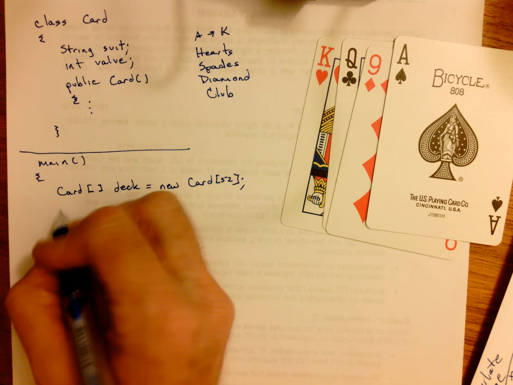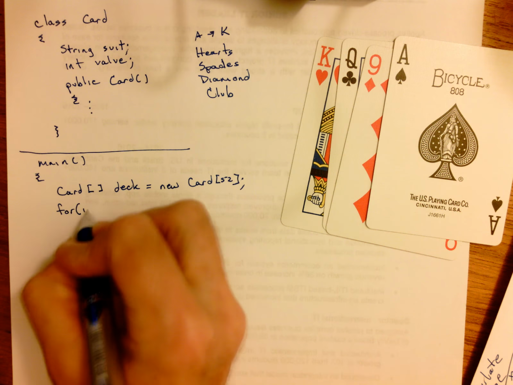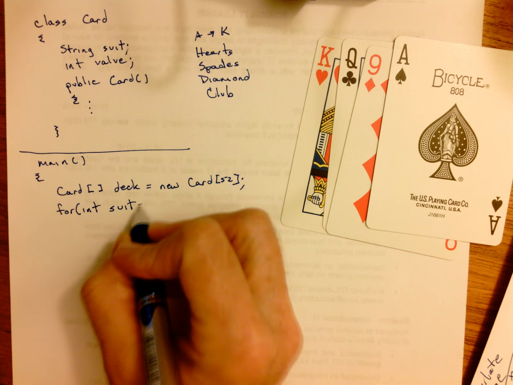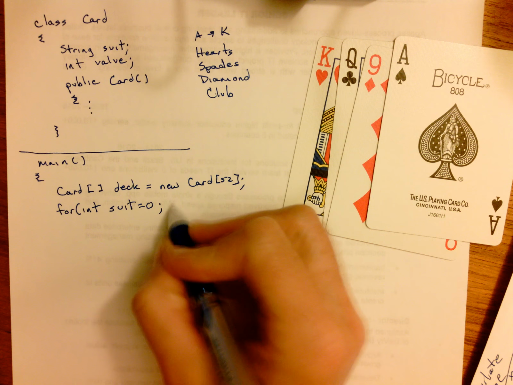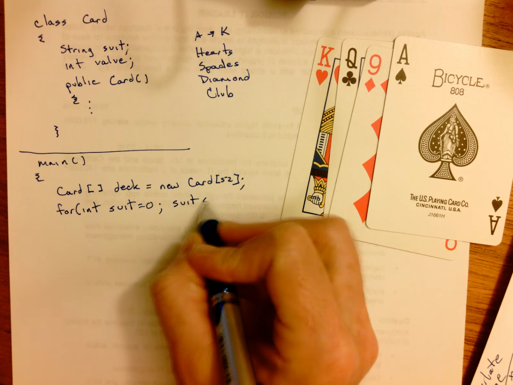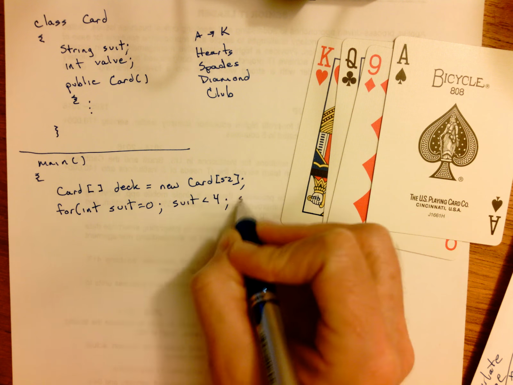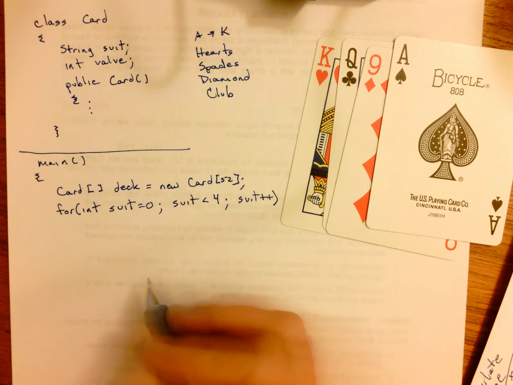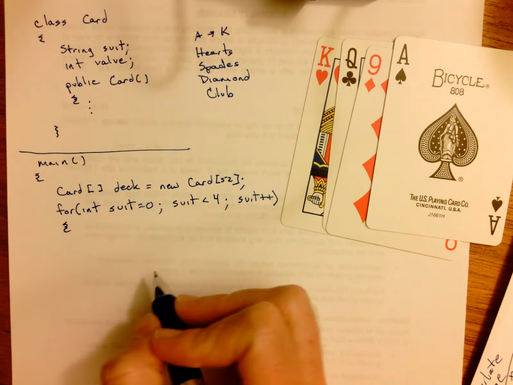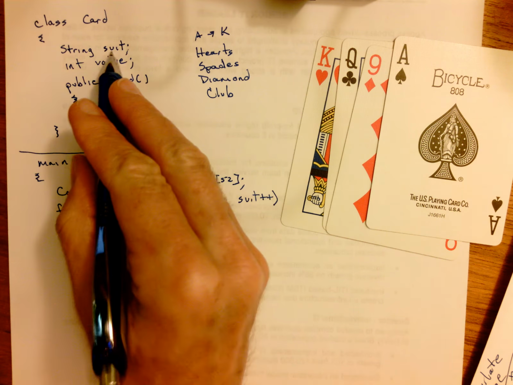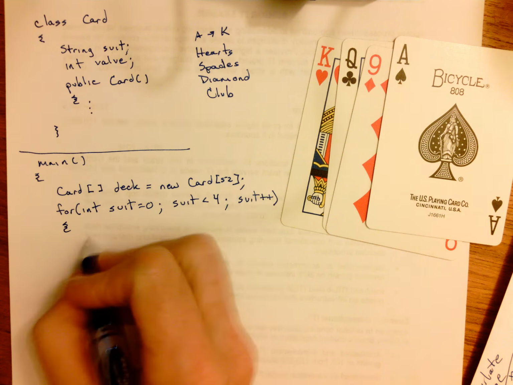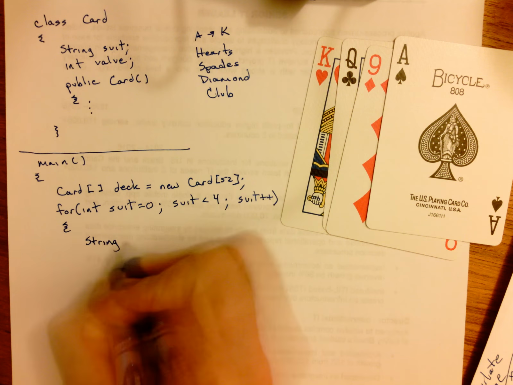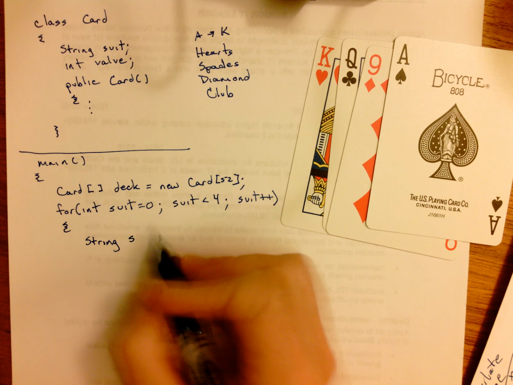So I'm going to create an outer loop that's going to represent my suit: for int suit equals 0; suit less than 4, because there are 4 of them; suit plus plus. I need suit in here as a string, so I'm going to need a string to keep track of it. String, I'm completely out of creativity, so string s.